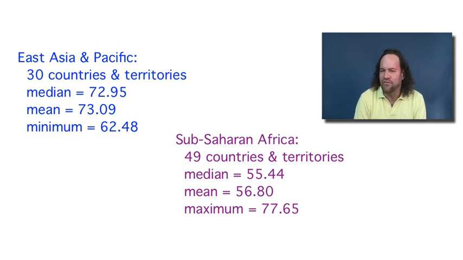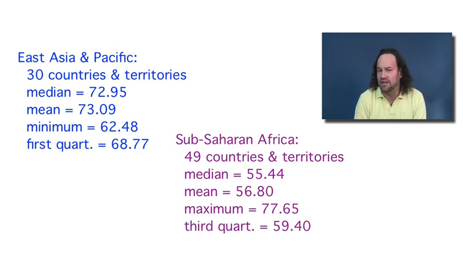If we look at the first quartile of the life expectancies in East Asia and the Pacific, that works out to just under 69 years. If we look at the third quartile of the life expectancies in sub-Saharan Africa, then that works out to a little over 59 years. So in other words, the first quartile in East Asia and the Pacific is quite a bit higher than the third quartile in sub-Saharan Africa. This provides some pretty clear evidence that most of the life expectancies in East Asia and the Pacific are indeed larger than most of the life expectancies in sub-Saharan Africa.